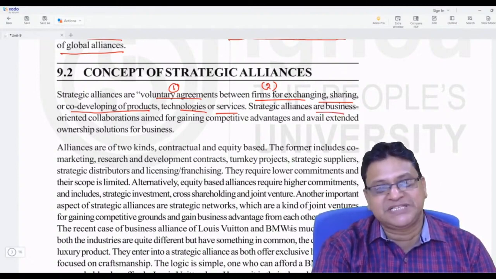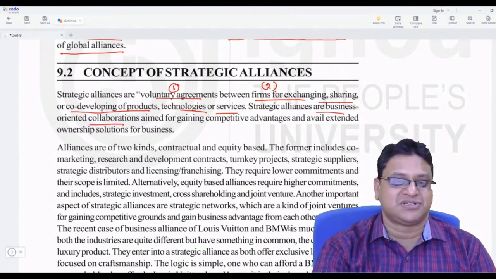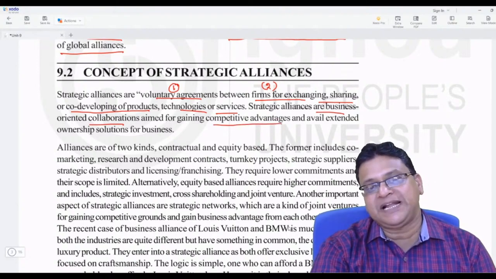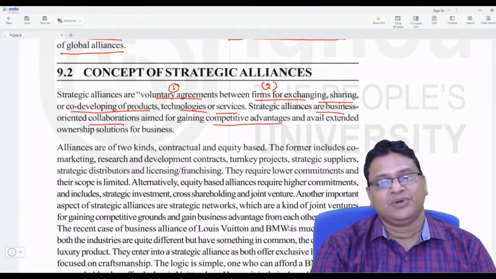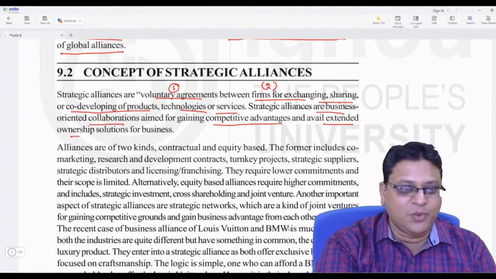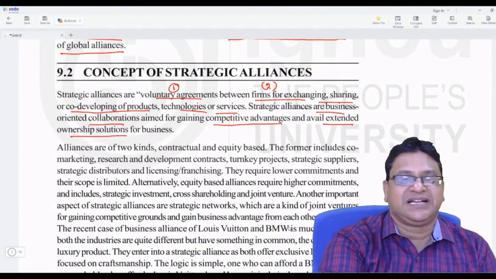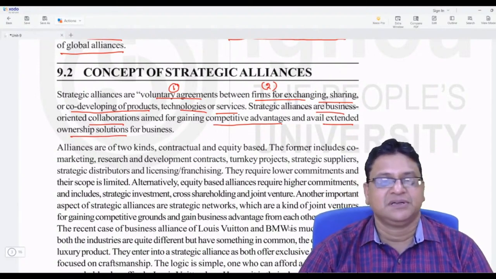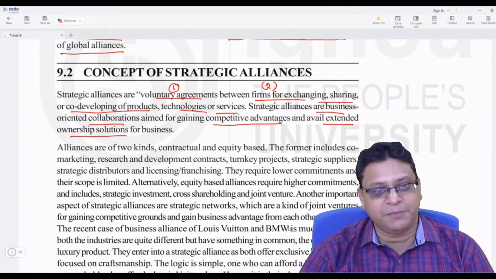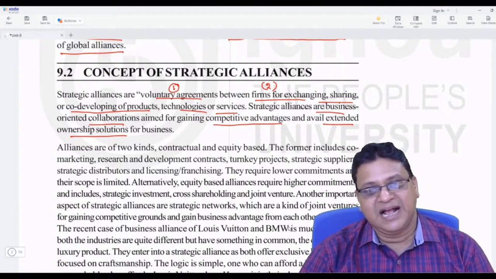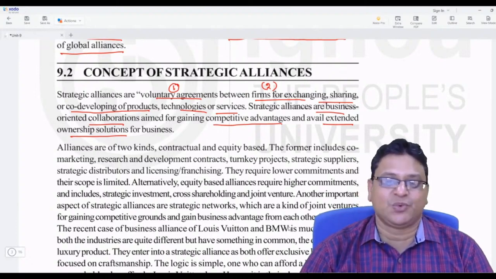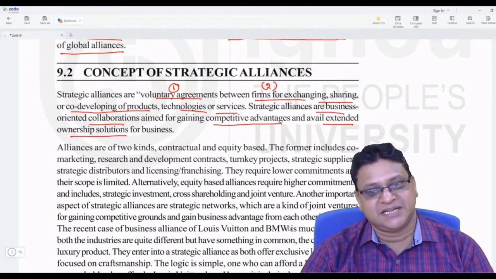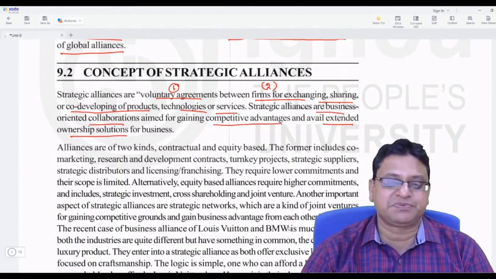Strategic alliances are business oriented collaborations. These are aimed at gaining competitive advantage and availing extended ownership solutions. So strategic alliances are voluntary agreements made between firms for exchanging, sharing, co-developing products, goods or services, and these are business oriented collaborations aimed at getting competitive advantage and extended ownership solutions.